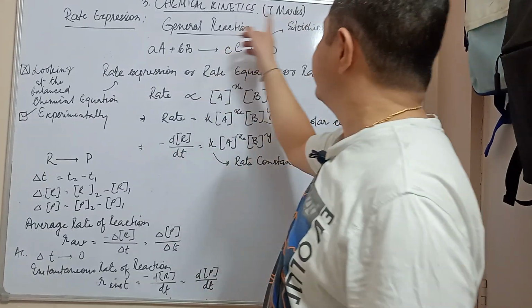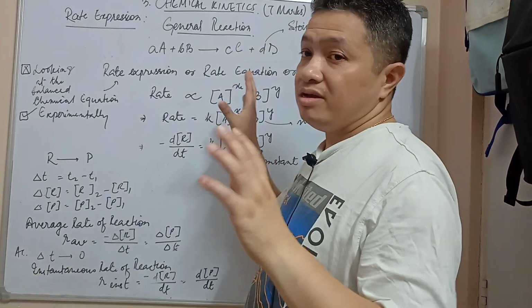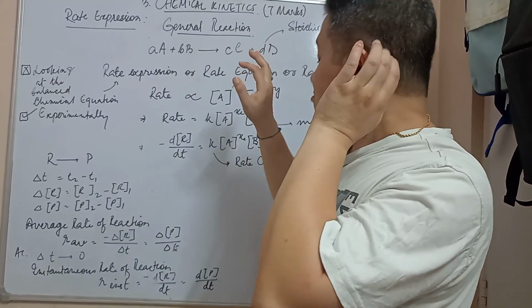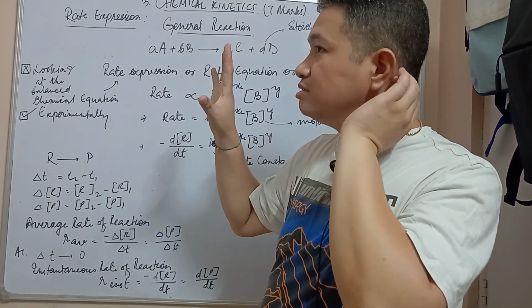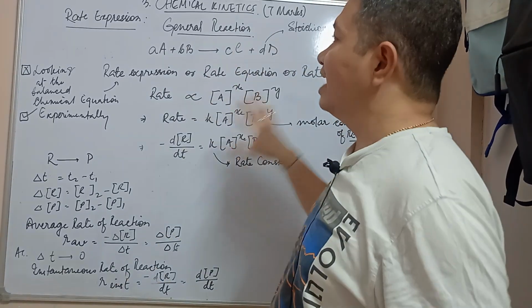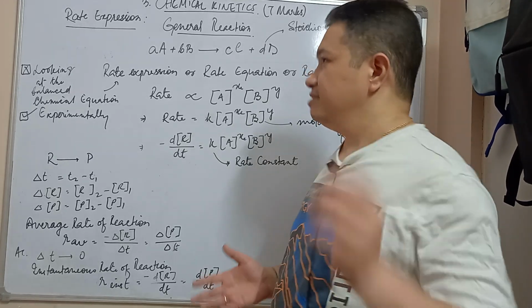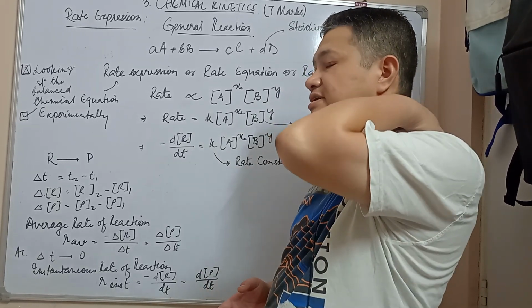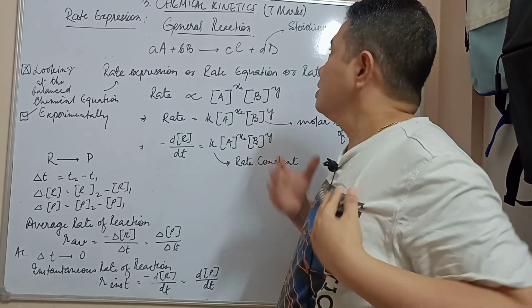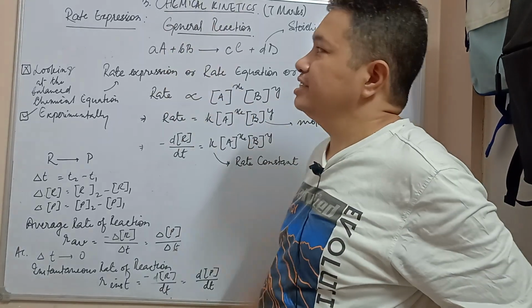Okay, chemical kinetics. A total of 7 marks of questions will be asked from chemical kinetics in Class 12 chemistry, chapter number 3, chemical kinetics.